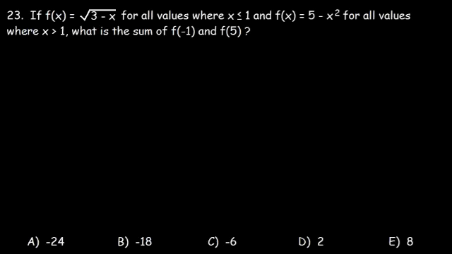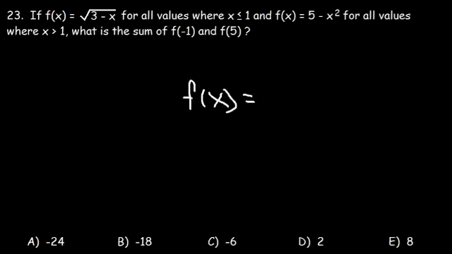23. If f of x is equal to the square root of 3 minus x for all values where x is equal to or less than 1, and f of x is equal to 5 minus x squared for all values where x is greater than 1, what is the sum of f of negative 1 and f of 5? So what we really have is a piecewise function. The function f of x can be broken into two pieces.